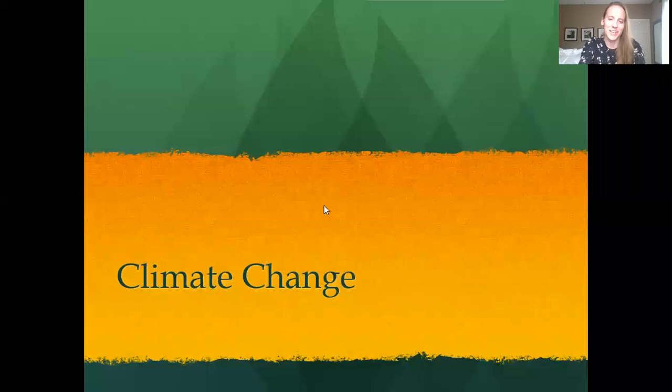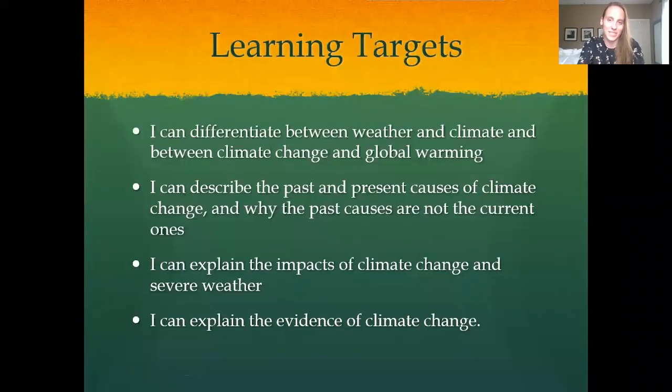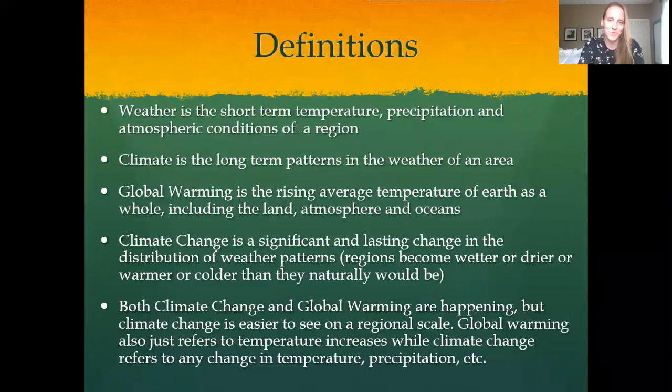So in this climate change lesson, we're going to be going over the difference between climate, weather, climate change, and global warming. We're going to look at some of the historic causes of climate change and compare that to some of the current causes of climate change. Then we're briefly going to talk about some of the different impacts of climate change, including severe weather, and then the evidence that climate change is actually happening.